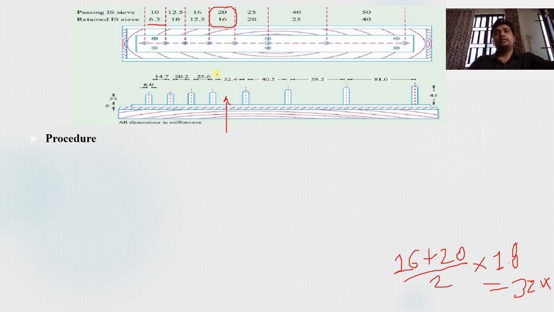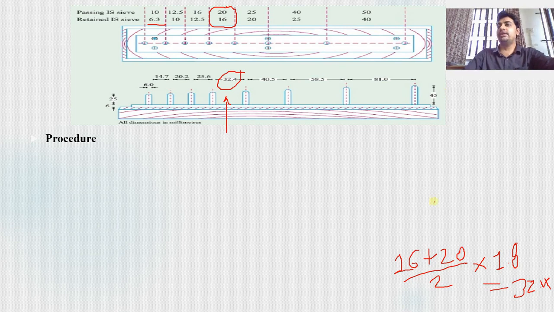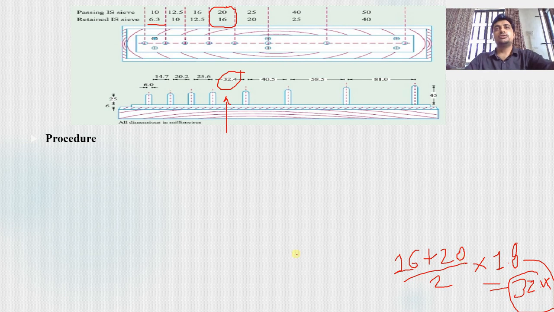For example, this length you can calculate by 16 plus 20 divided by 2. It means the average size of the aggregate multiplied by 180 percent. It means 1.8, and you can get 32.4 mm. So you can calculate the length of this portion in the length gauge.